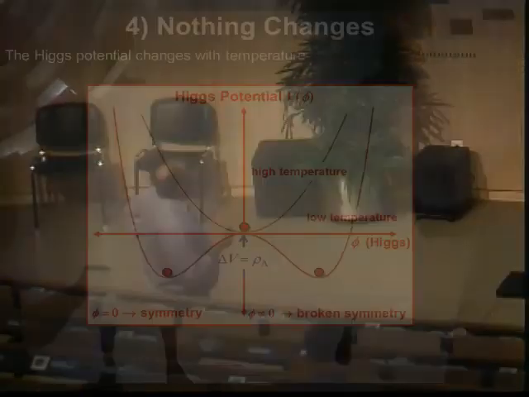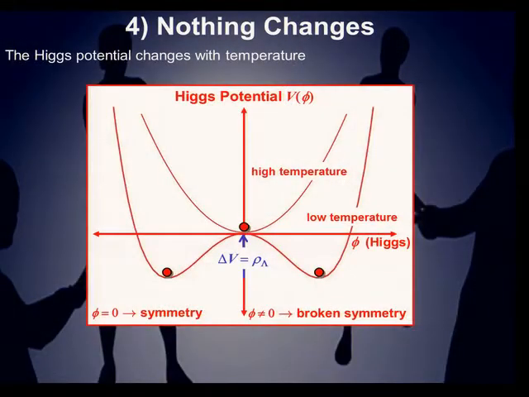Finally, nothing changes. The Higgs potential changes with temperature. At high temperature, there's a difference in the Higgs vacuum energy than there is today. So nothing changes. The energy density of the vacuum changes as the universe evolves.